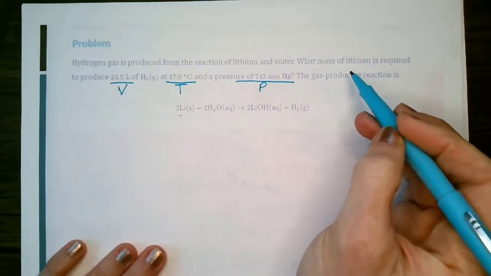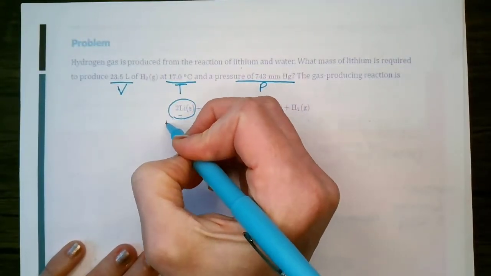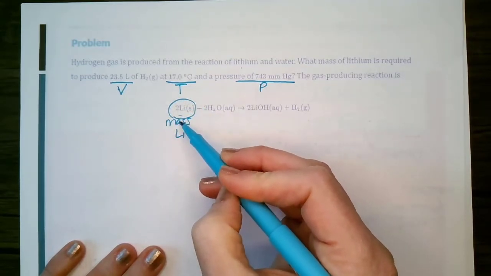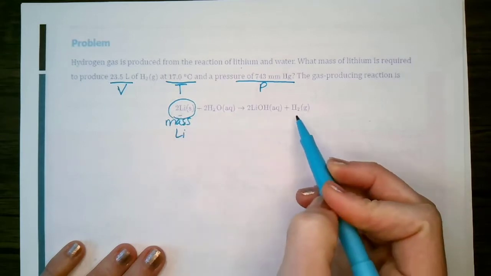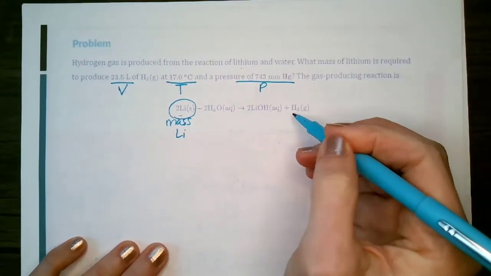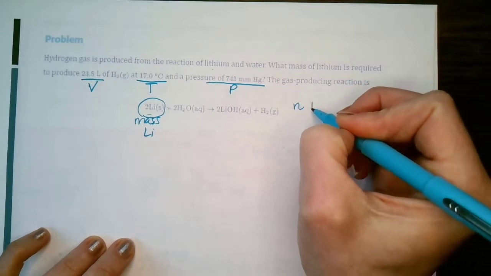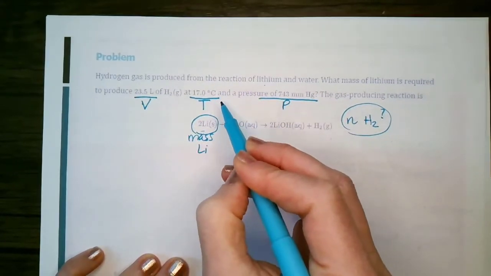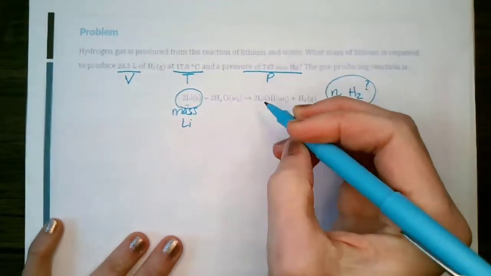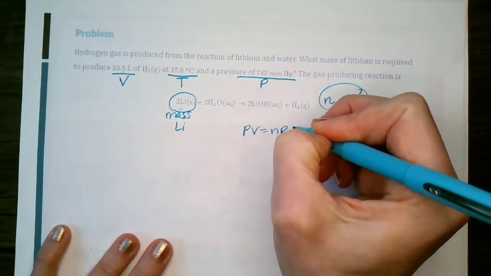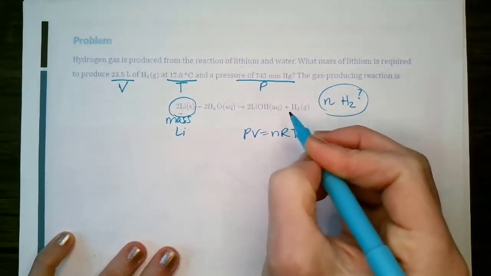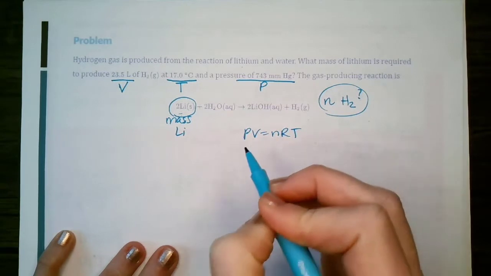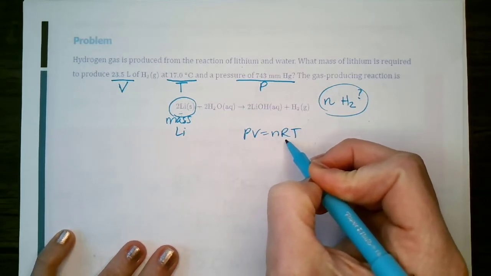Okay, so we want to get to mass of lithium. Well, in order to do that, to get to mass, I need to know moles of lithium. I know a mole-to-mole ratio of lithium to hydrogen. Let's figure out how many moles of hydrogen we have that's being produced. If I know the ideal gas law, PV equals nRT, I can find moles of hydrogen, compare moles to moles of lithium, and then get to grams of lithium. So we just need to work backwards here.